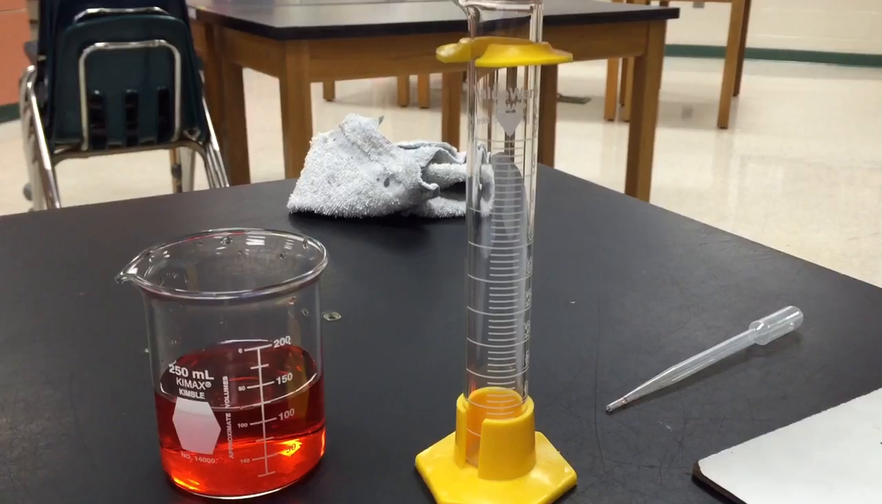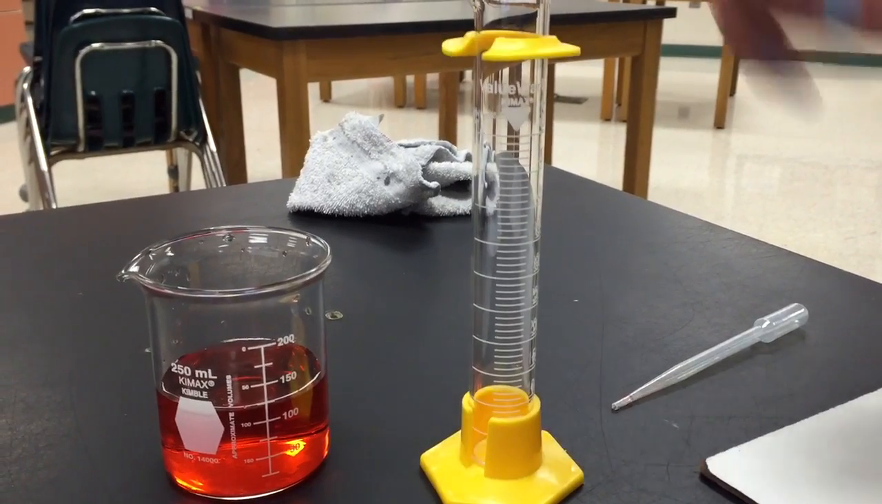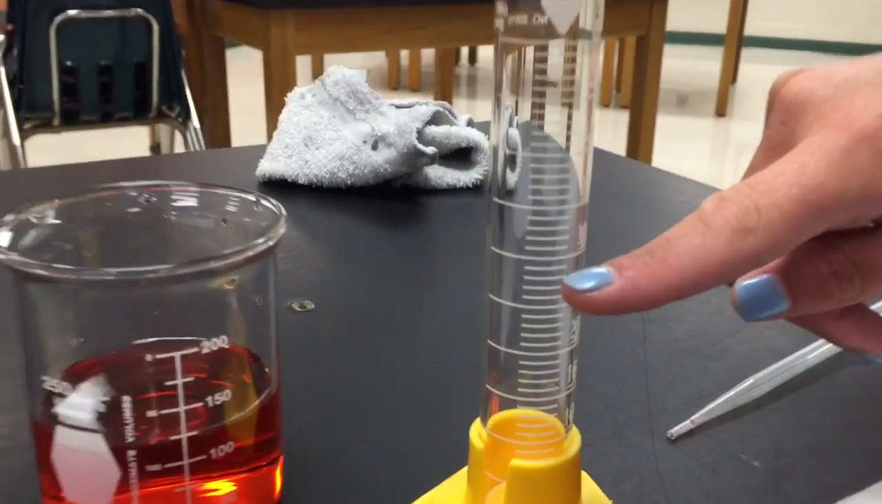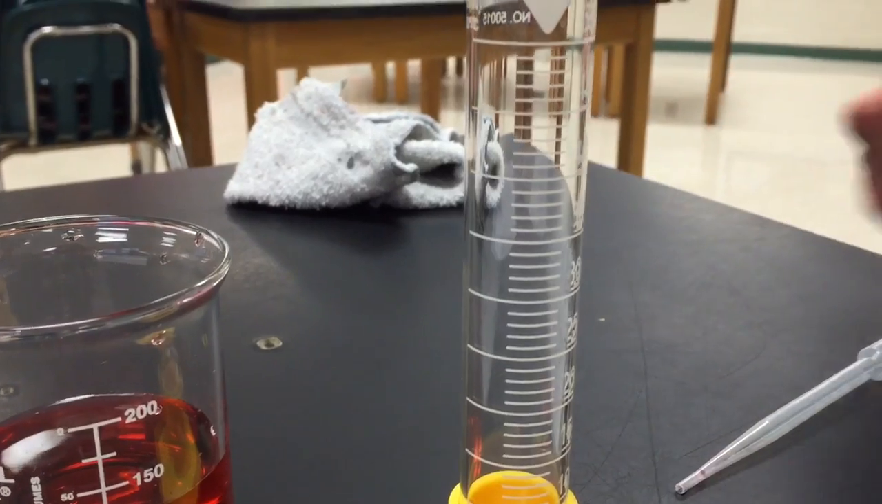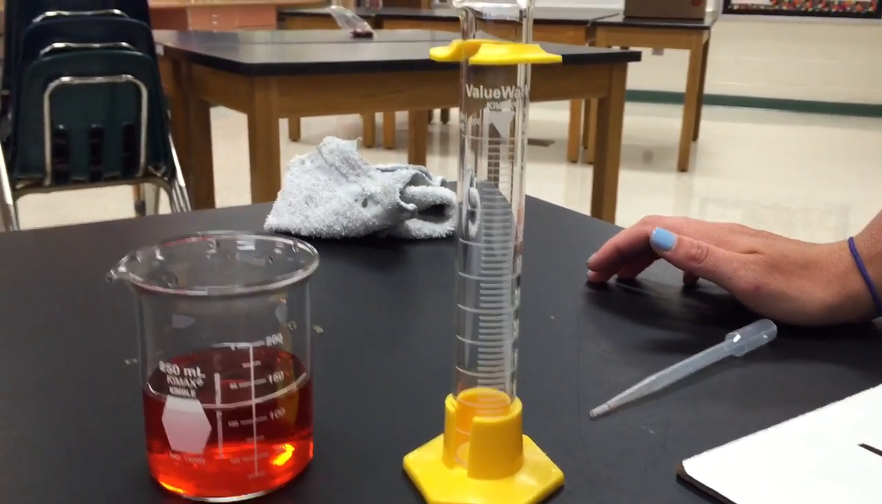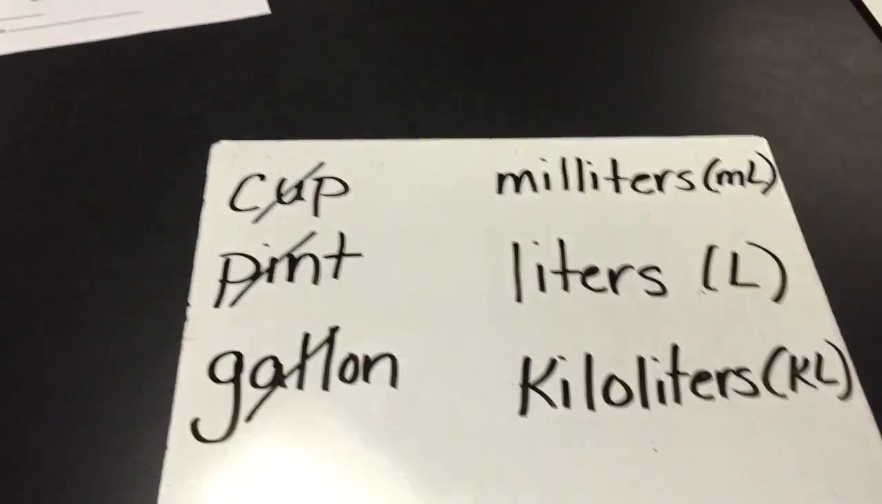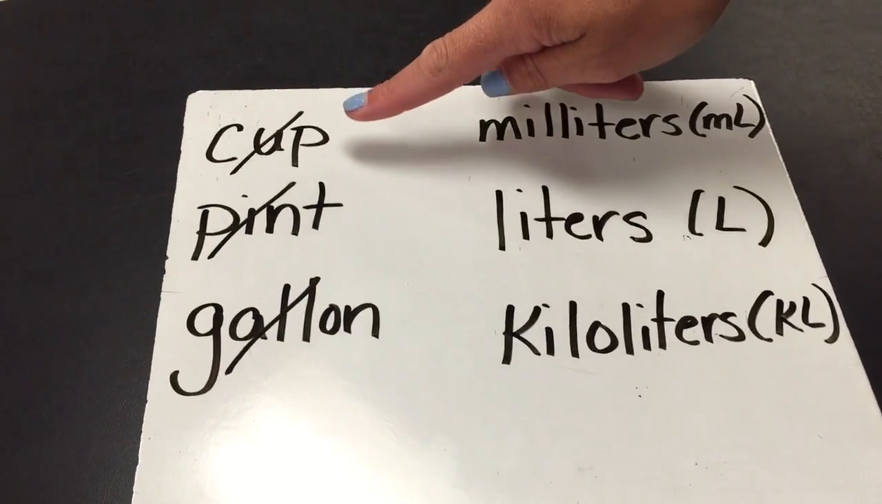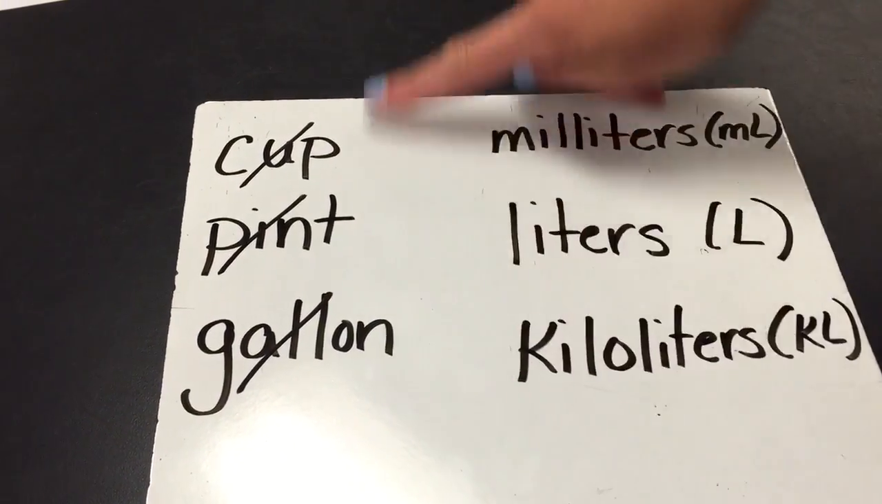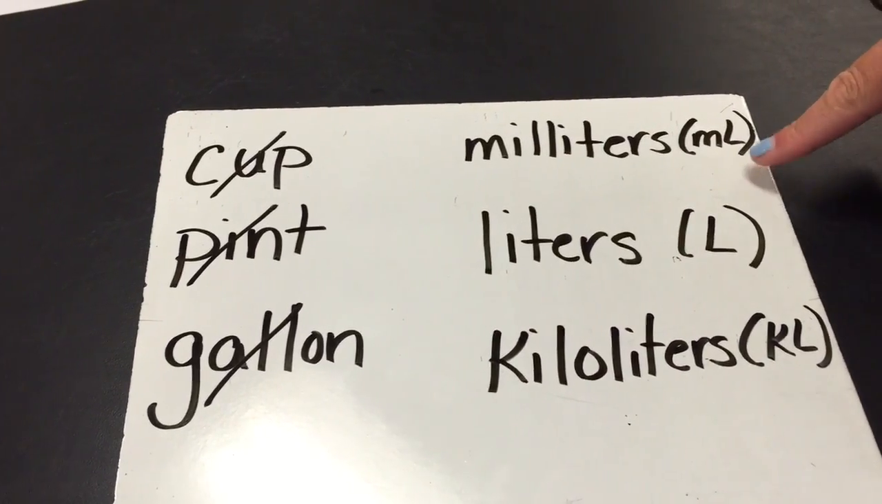And this is a graduated cylinder. This is the more accurate tool because you can see how precise those tick marks make it. And we'll talk about that here in just a moment. So when we talk about the metric units used for volume, we're not using cups, pints, and gallons. Those are standard units of measurement. We're using the metric system.